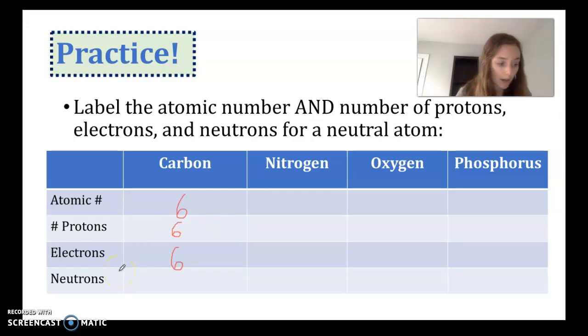And then the neutrons, we said to figure out the number of neutrons, it would be my average atomic mass, rounded to the nearest whole number, so the mass number, minus how many protons I have, which is 6, which gives me 6 neutrons. Pause the video and fill out the rest of the chart by yourself, and we will go over these answers in class.